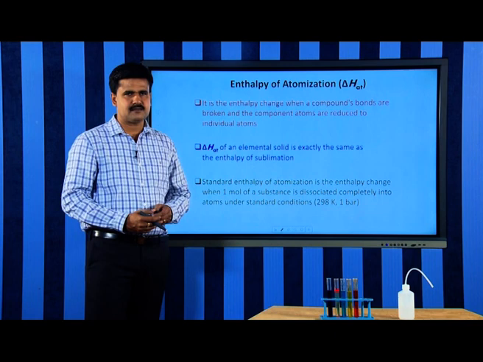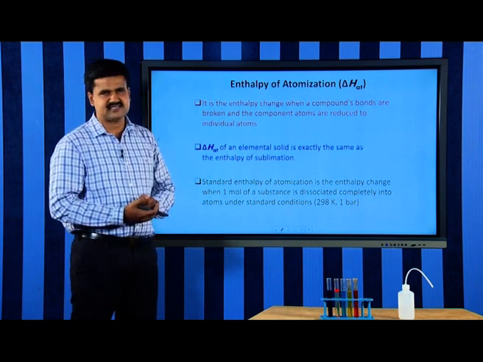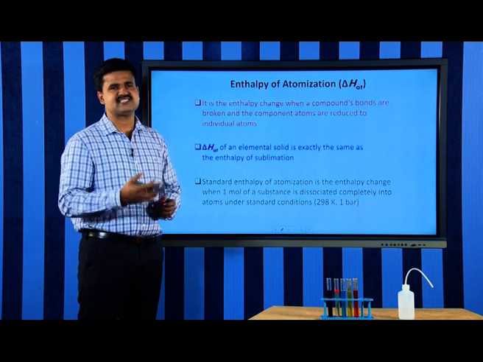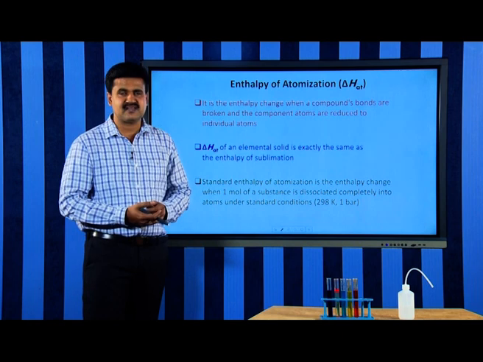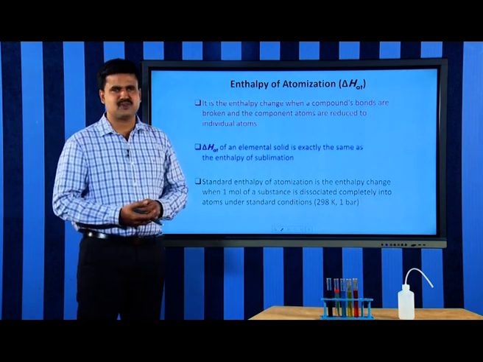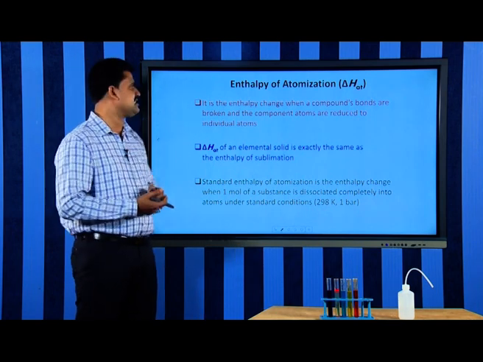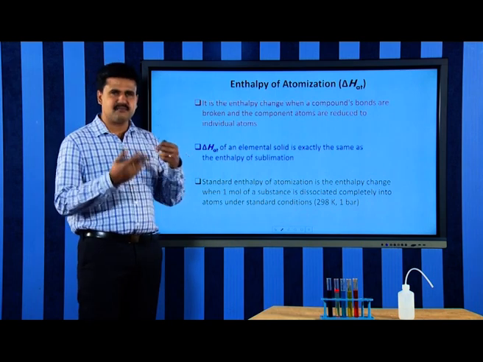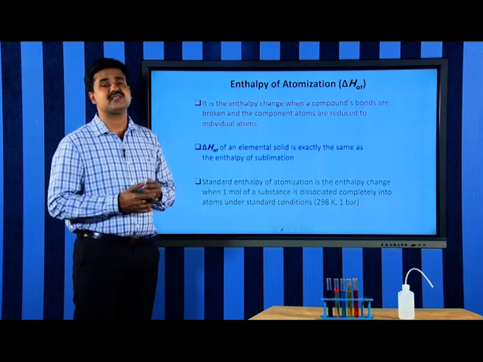Now another feature we are considering here is enthalpy of atomization. This enthalpy of atomization is a deciding factor for many other physical properties like melting point, boiling point, etc. Then what is enthalpy of atomization? It is the enthalpy change. It is defined as the heat change when a compound's bonds are completely broken and component atoms are reduced to the atomic state.